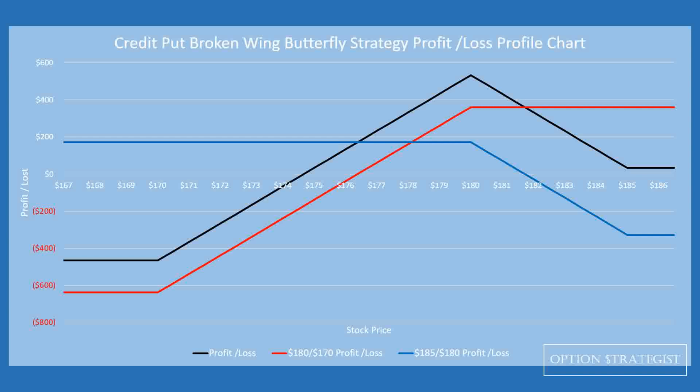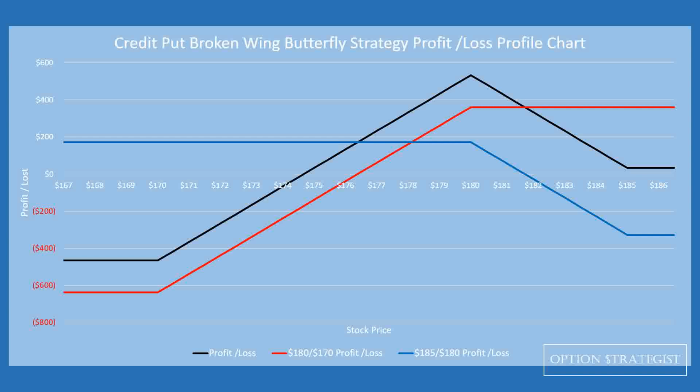Meanwhile, the 180-170 credit put spread collects 361 premium and is able to keep the premium if the stock price stays above 180. Then the profit starts to decrease if the stock price decreases. Break even at 176 and 39 cents and suffer a maximum loss of 639 at a stock price below 170.